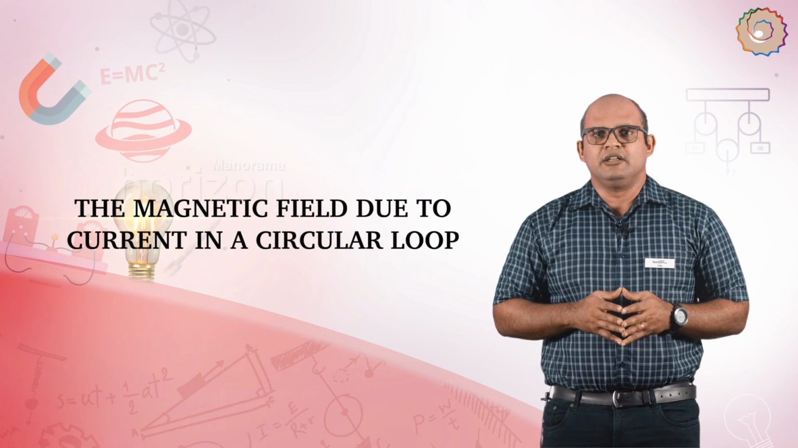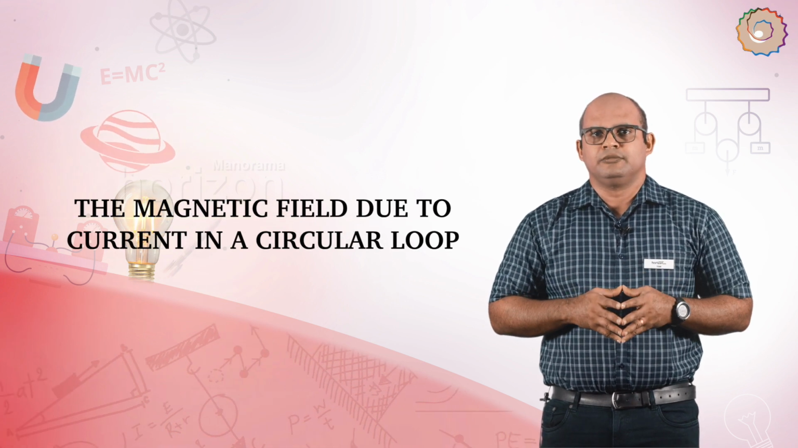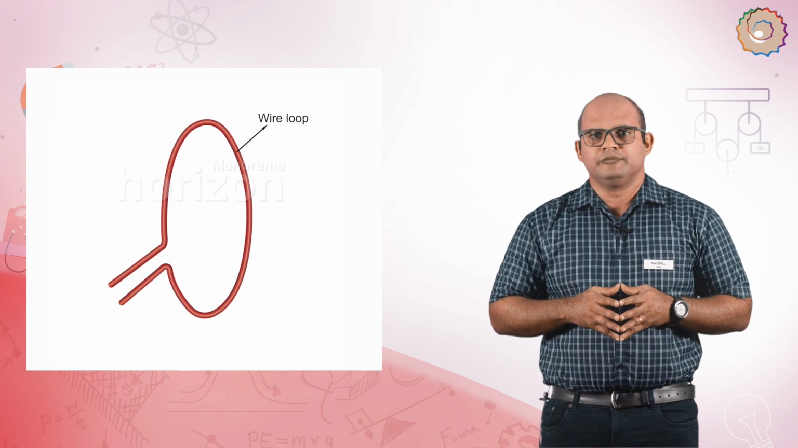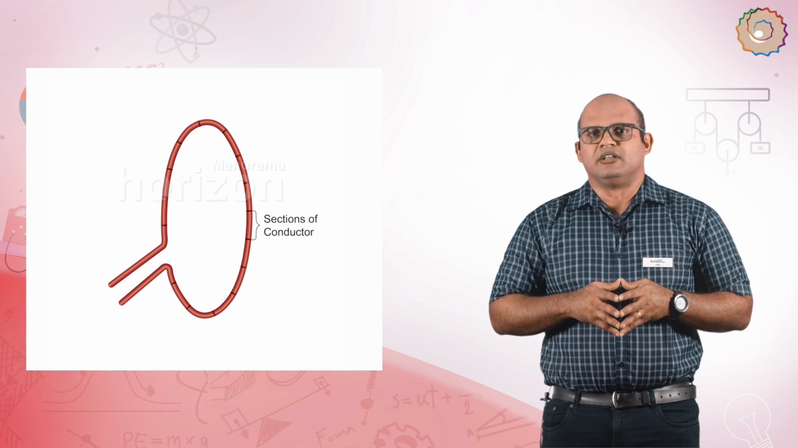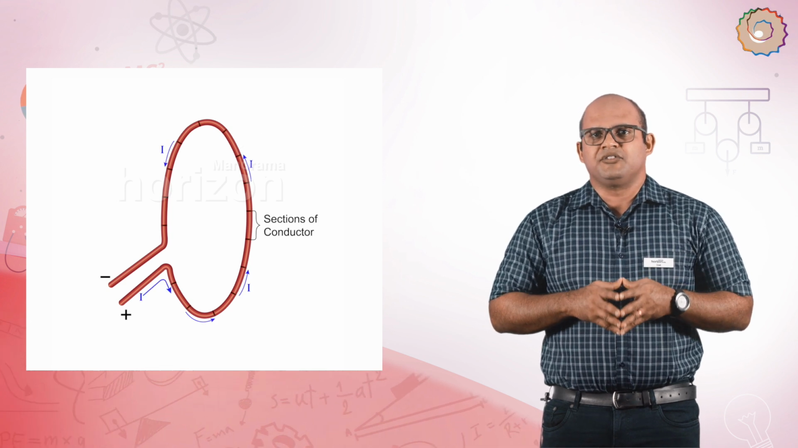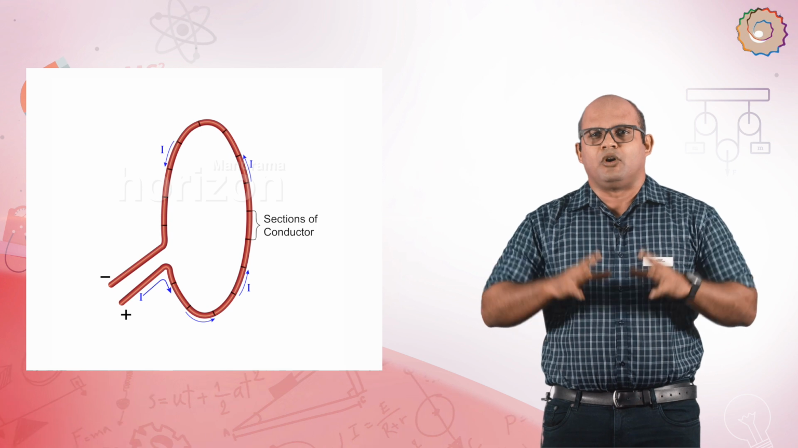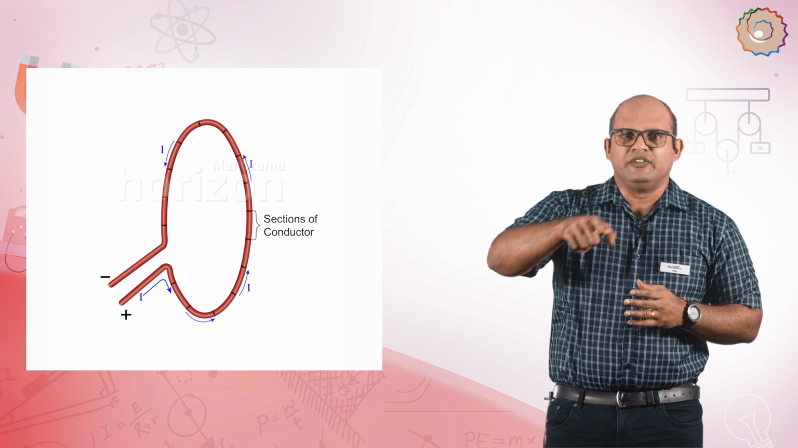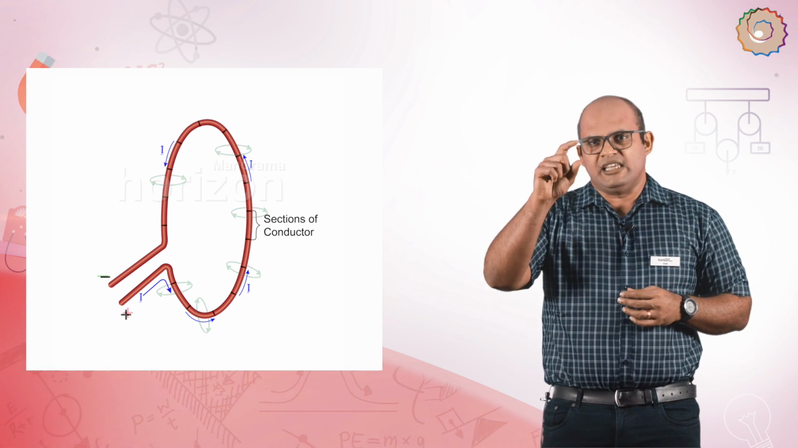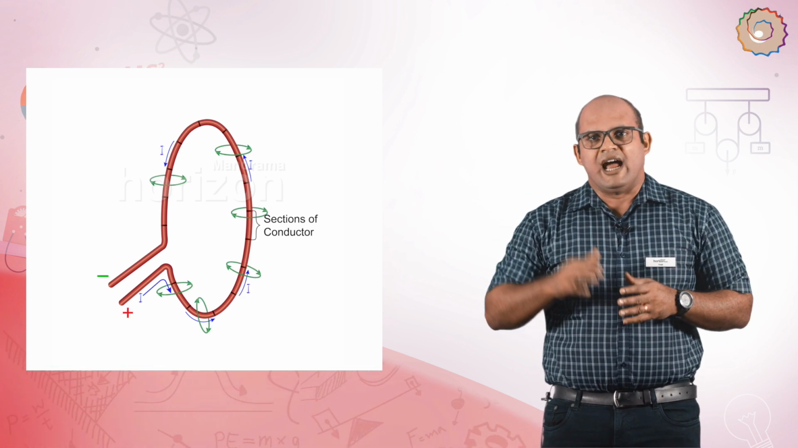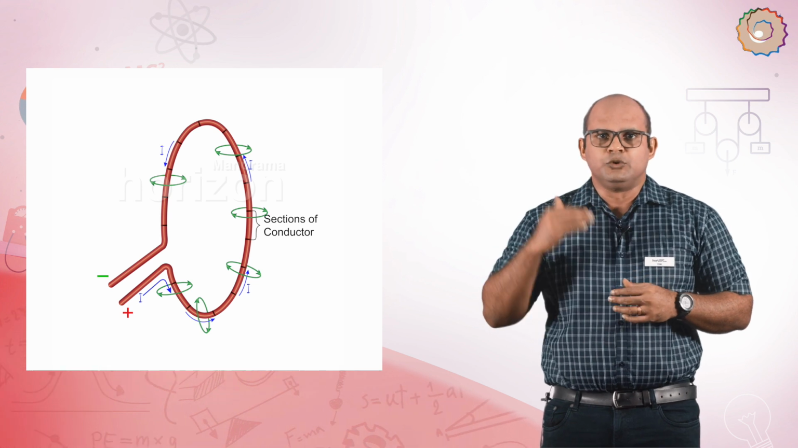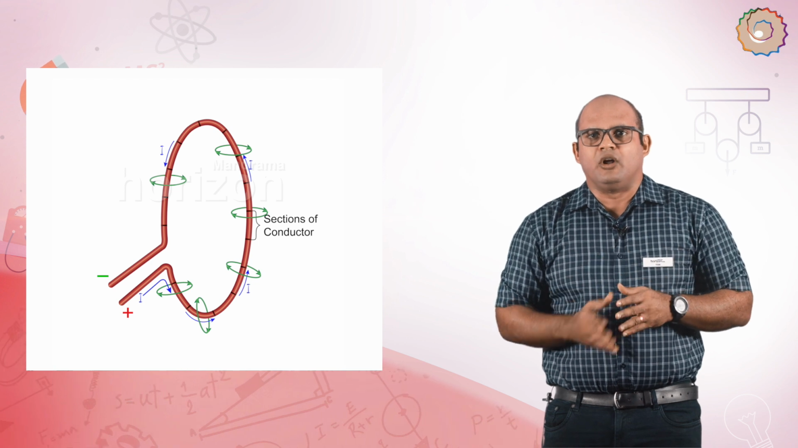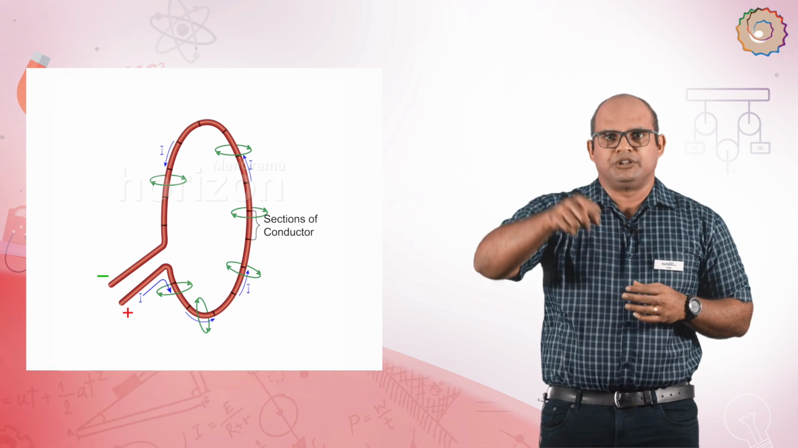The magnetic field due to the current in a circular loop. What happens if you bend a wire into a circular loop? Let's apply the lesson we learned earlier. We can imagine the circular loop as being composed of several small sections of conductor all connected together roughly in a circle. If we take each of these sections individually and apply the right hand thumb rule to each of these sections, you will observe that the field lines are all circulating in the same direction.